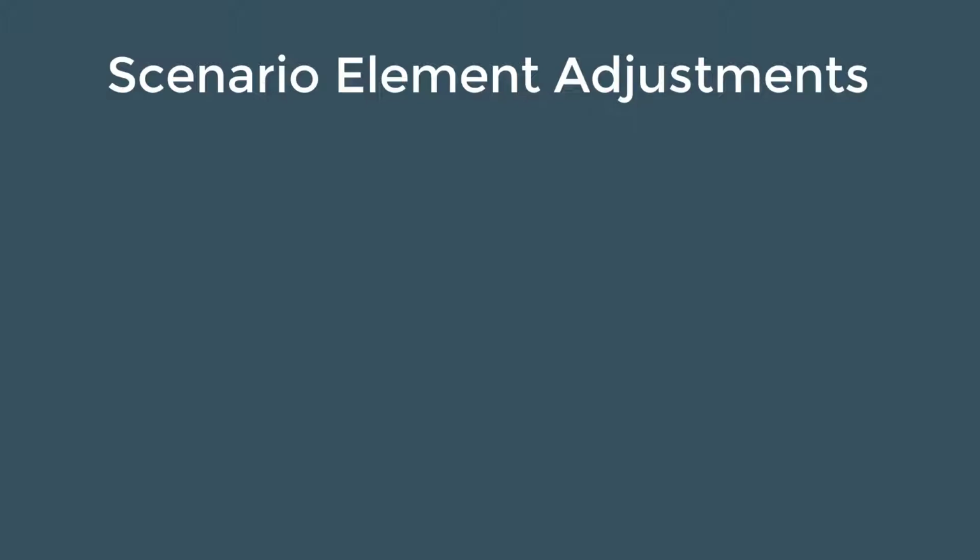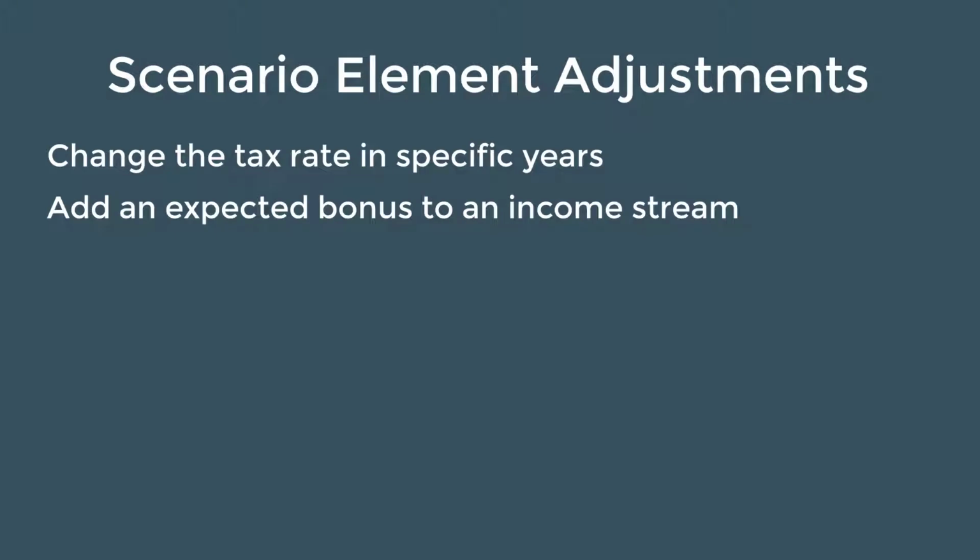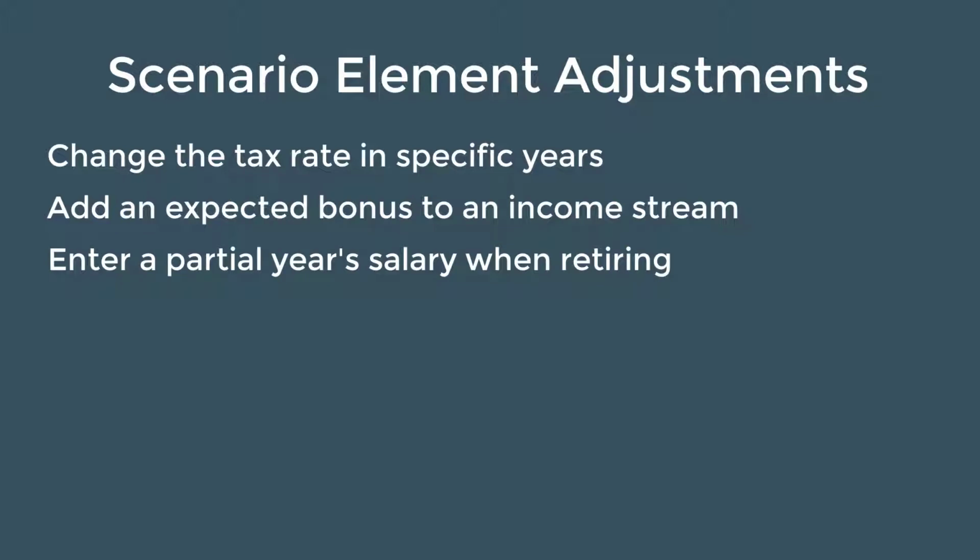Here are some common examples of how you might use adjustments. In the scenario definition, you can enter the client's tax rate as their post-retirement rate, and then enter a higher rate as an adjustment for their final working years before retirement. You could change the salary in the client's final working year in anticipation of a retirement bonus. You could reduce the client's salary in their last year of work, anticipating a mid-year retirement.